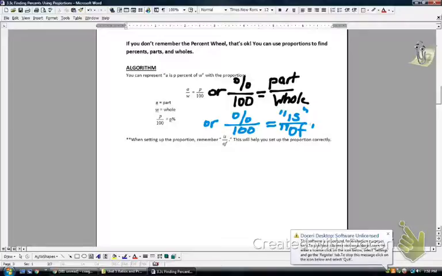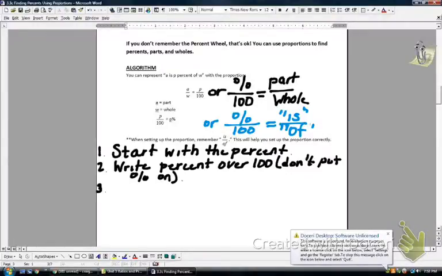All right, so I'm going to go ahead and write the algorithm, and I'm going to do this while you watch. The first step. Okay, so I've started writing my algorithm. You're going to start with the percent. So when you're looking at these problems, look for the number with the percent sign.